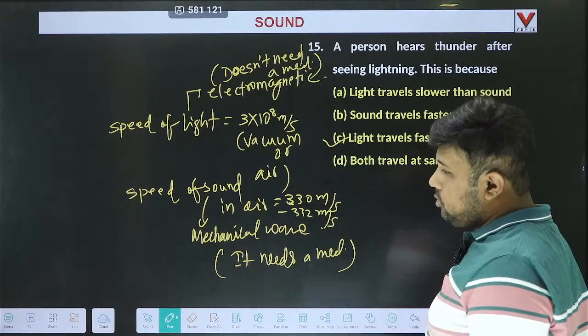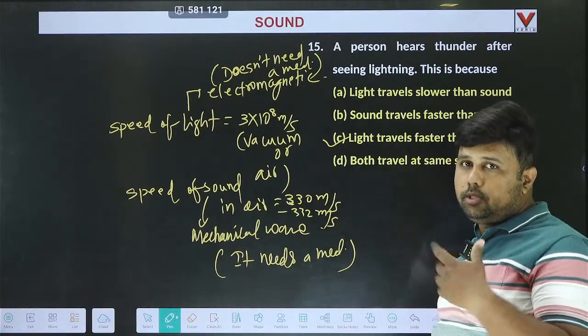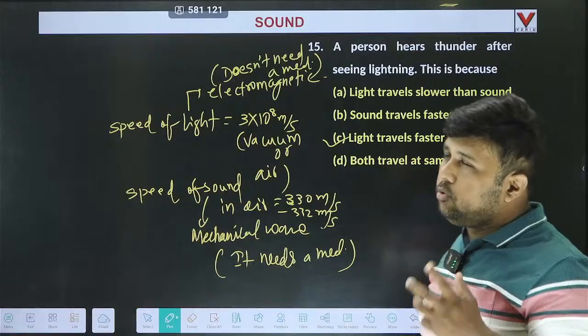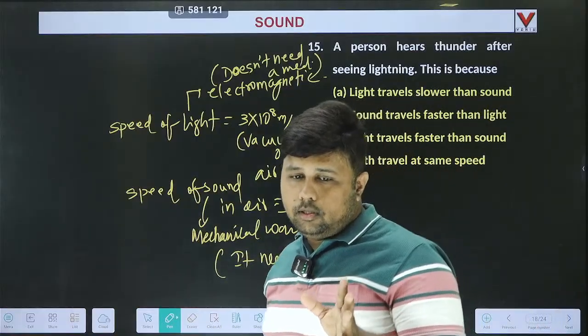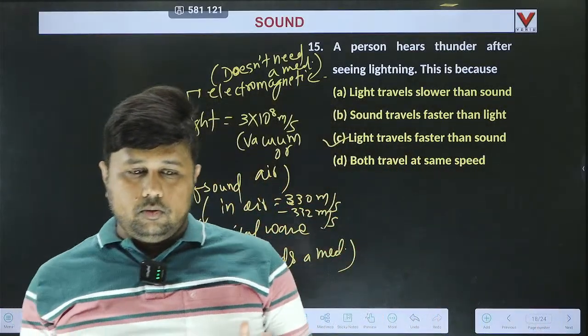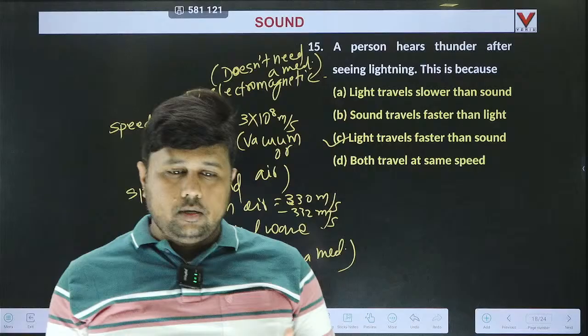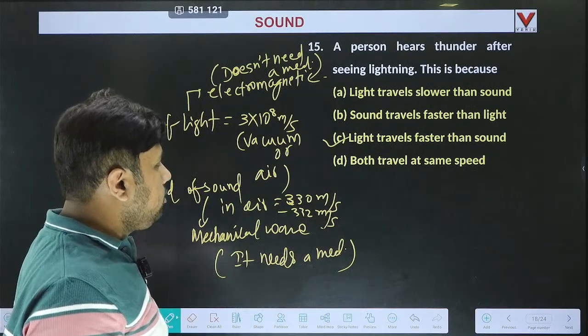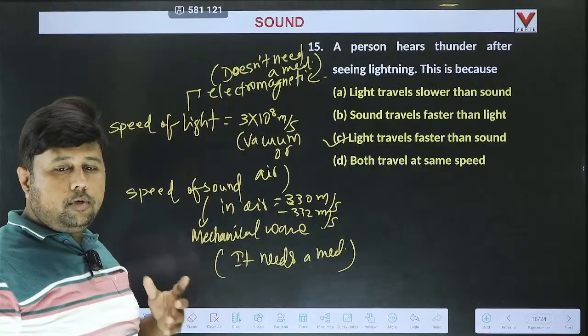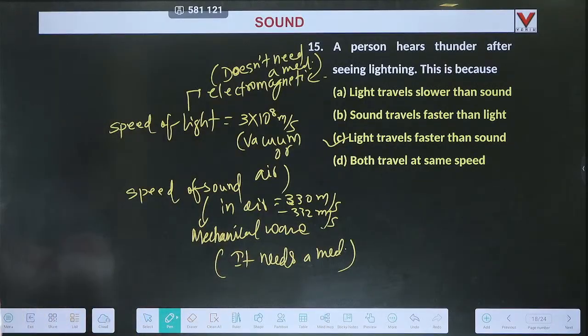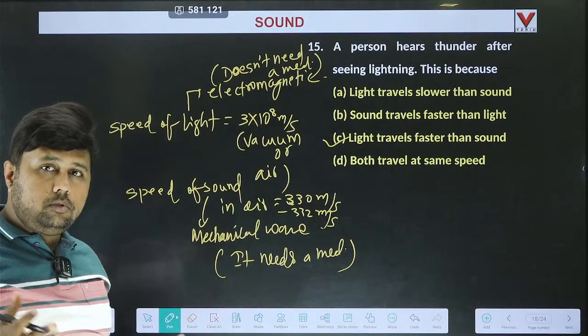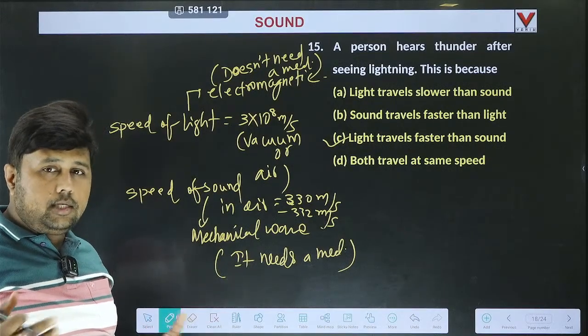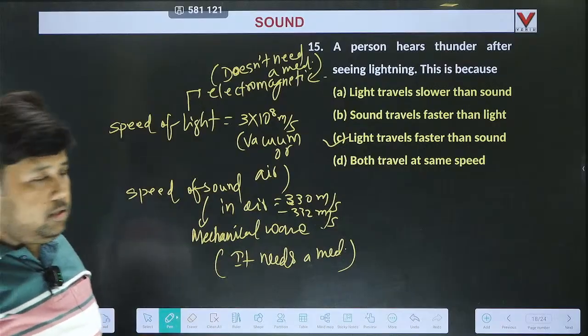Okay, but if you see when the TV is on, the sound comes first, the light comes later, why? Because both of them do not originate from the same source. Okay, understood? They originate from different sources. So that is why you hear sound earlier as compared to the speed of light.